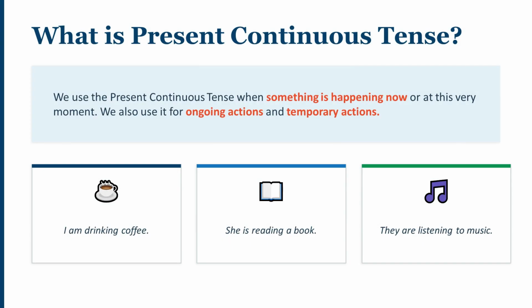So what exactly is the present continuous tense? We use this tense when something is happening now, or at this very moment. We also use it to talk about ongoing actions and temporary actions. For example, I am drinking coffee. She is reading a book. They are listening to music. Notice how each sentence describes an action that is in progress right now. That is the key idea behind the present continuous tense.